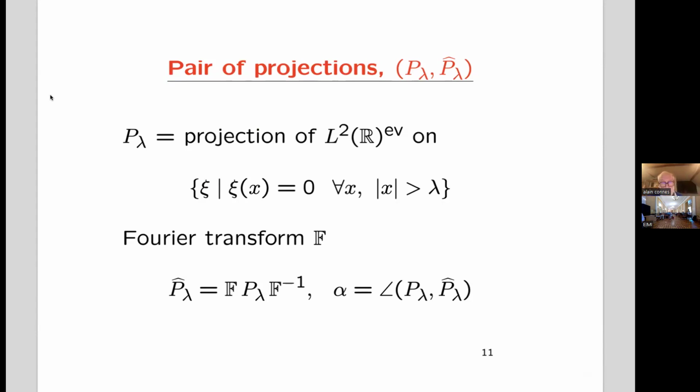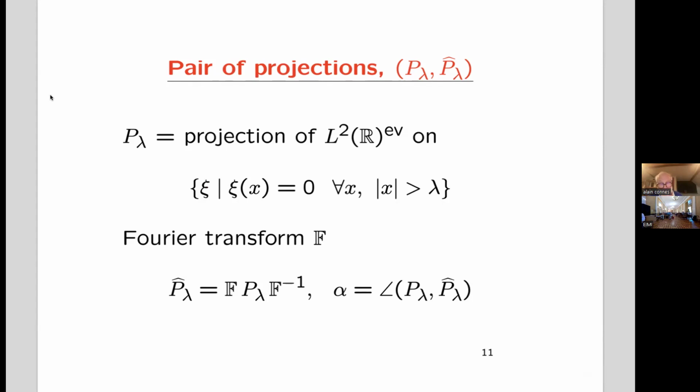Now, it turned out that for what I was doing, one was also needing another projection, which is the Fourier conjugate of this projection P lambda. In other words, what one is trying to do is to localize the function in space and to localize it in momentum space. So one is trying to find a function which is localized between minus lambda and lambda in space and also in Fourier transform. Of course, this is not possible, because if you have a function f which has compact support between minus lambda and lambda, its Fourier transform is an analytic function and it cannot be localized.